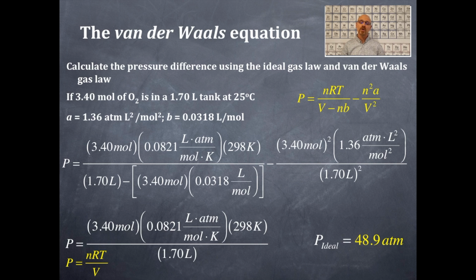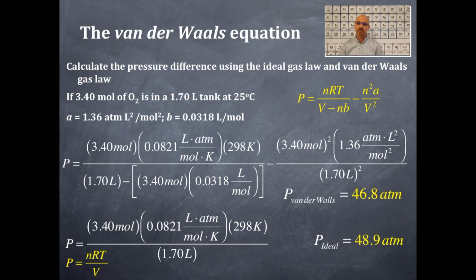The n is the number of moles, 3.40 moles, and then the constant for b, and you should see that the units are appropriate. Then there's a minus sign and then the other fraction, which is n squared a over V squared. You've got 3.40 moles, squared, and you've got that a constant for oxygen gas, the 1.36, divided by the 1.70 liters, squared. You're going to shove all this into your wonderful calculator, and you're going to get the following value for the pressure using the van der Waals equation, which is 46.8 atmospheres.